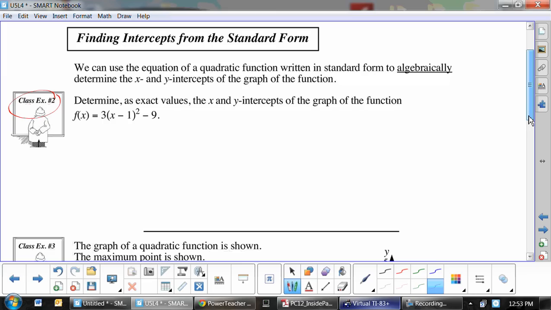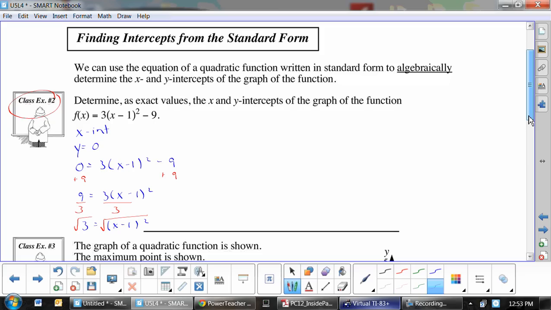Okay. So if we're looking for the x-intercept, what we have to do is we make y equal to 0, right? So then we go 0 is equal to 3(x minus 1) squared minus 9. And then we just solve for x. So we go, okay, plus 9 on each side. 9 is equal to 3(x minus 1) squared. And then we divide both sides by 3. We get 3 is equal to (x minus 1) squared. And then we get to take the square root of both sides, like this.